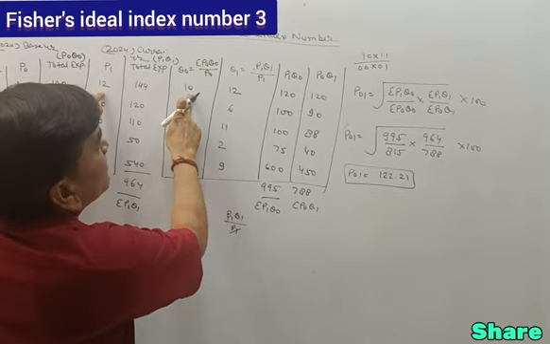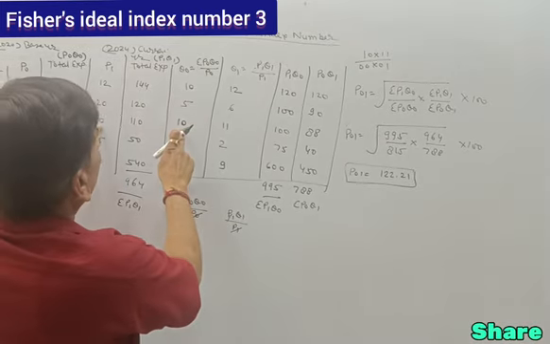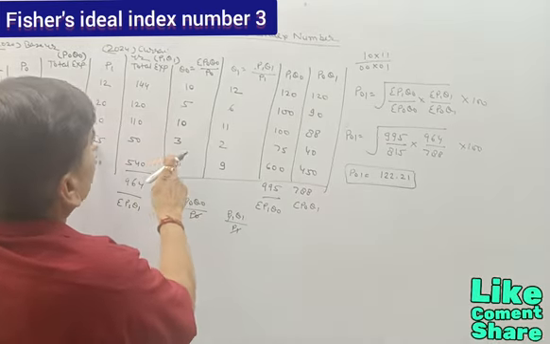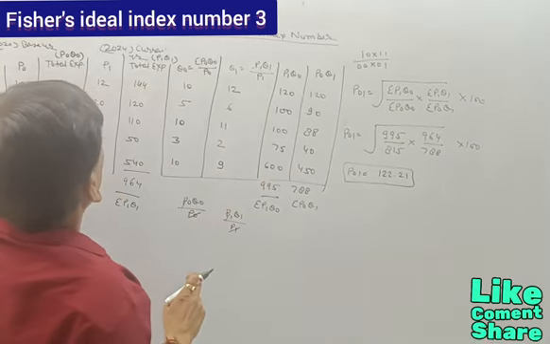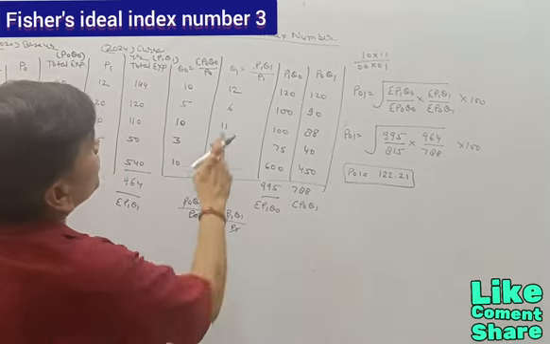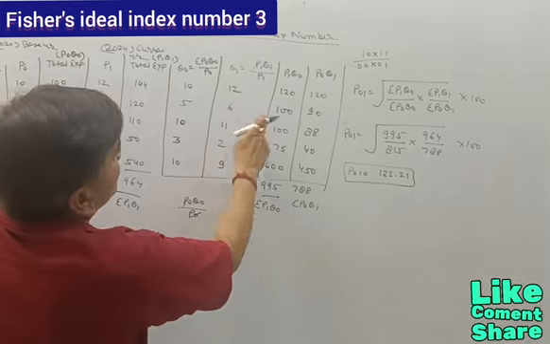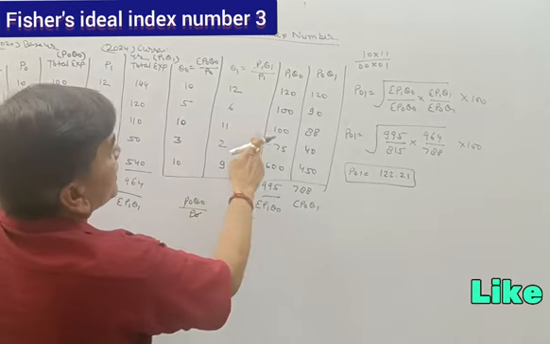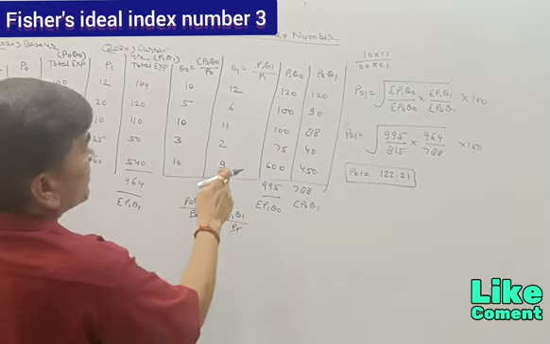So 12 multiply 10, 120. 20 multiply 5, 100. 10 multiply 10, that is 100. 25 multiply 3, that is 75. 60 multiply 10, this. Then we calculate P0 Q1. So the value of P0 and Q1: 10 multiply 12, that is 120. 15 multiply 6, this is 90. 8 multiply 11, that is 88. 20 multiply 2, that is 40, and 50 multiply 9, this.